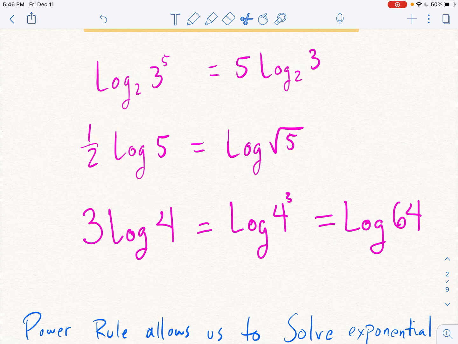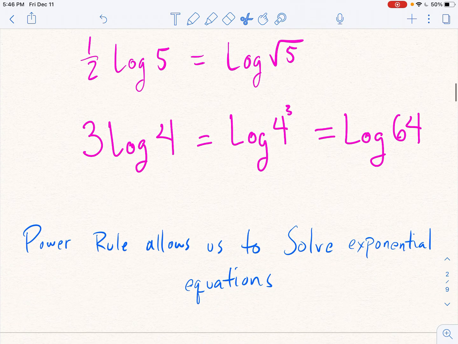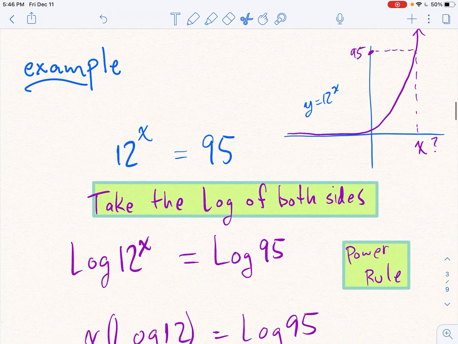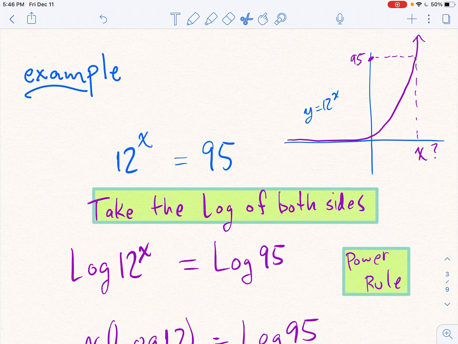The power rule is one of the most important laws of logarithms because it allows us to solve exponential equations. So we'll do a couple of examples of that. Here's the first one. Very simple, uncomplicated exponential equation. 12 to the x equals 95.